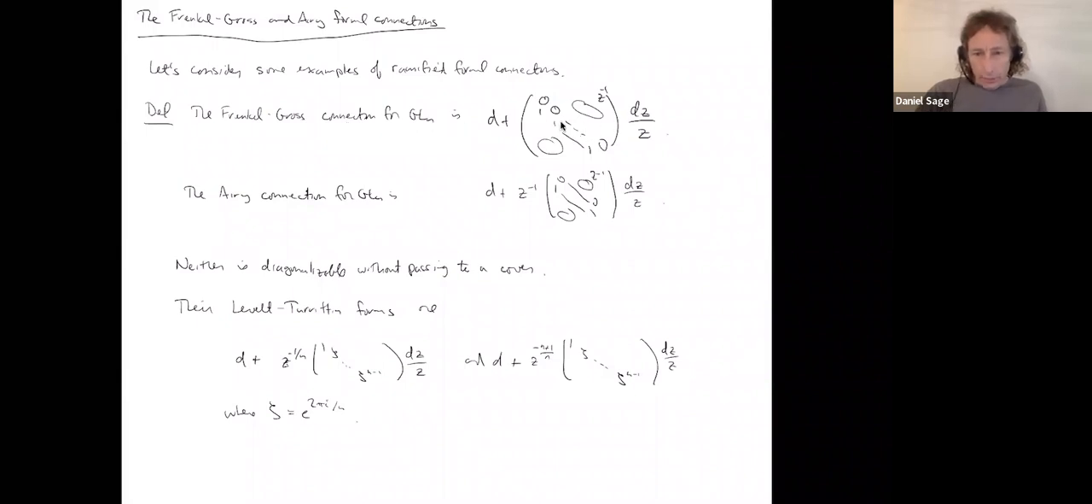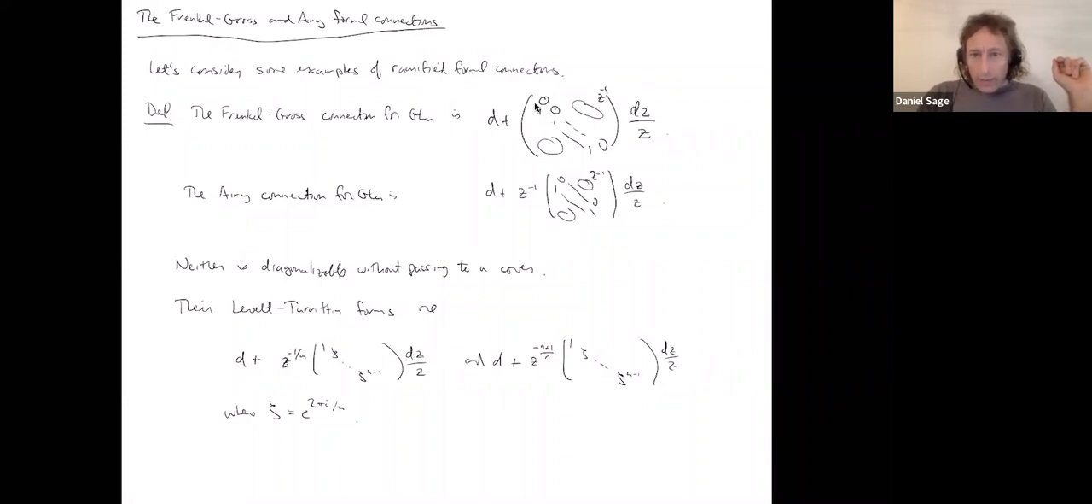It's sort of remarkable how many papers and books Katz wrote just about these two connections here. Anyway, so the Frankel-Gross connection for GLN, I say for GLN because you can write it down for, well, let's say for any simple group. Actually, you can do it for reductive groups as long as the derived group is simple, but anyway, doesn't matter.